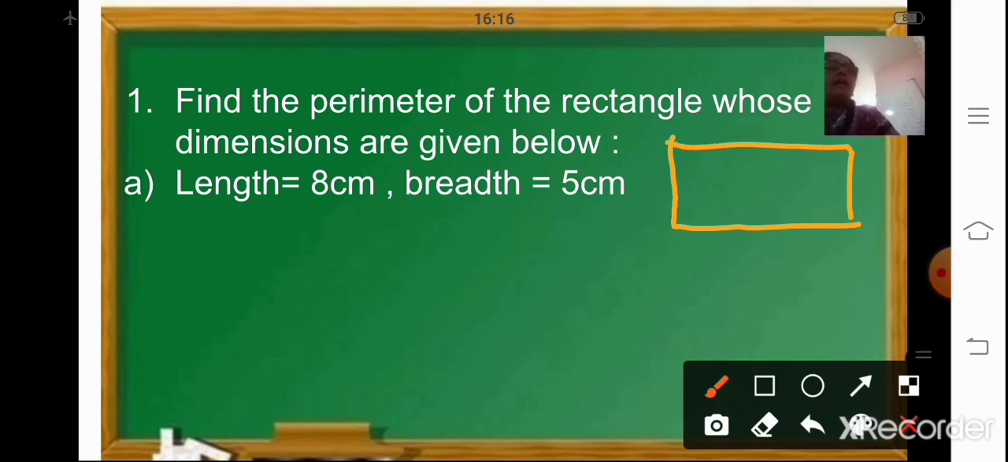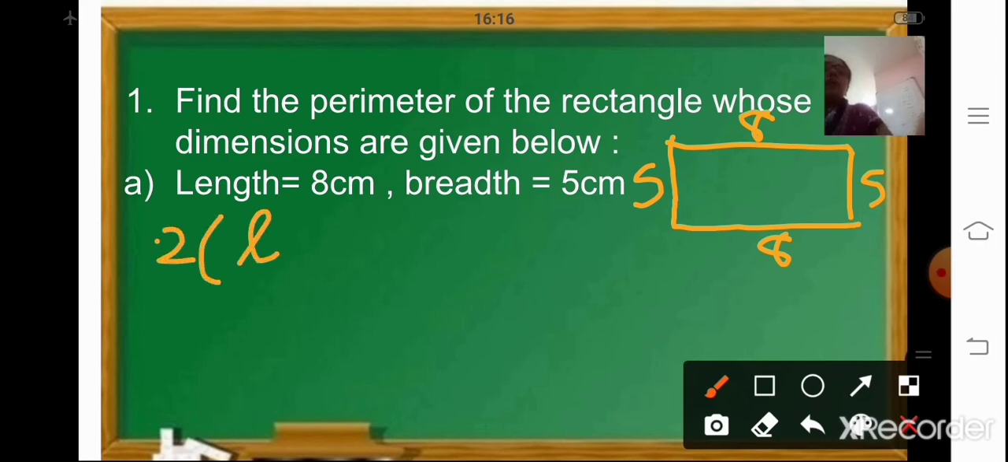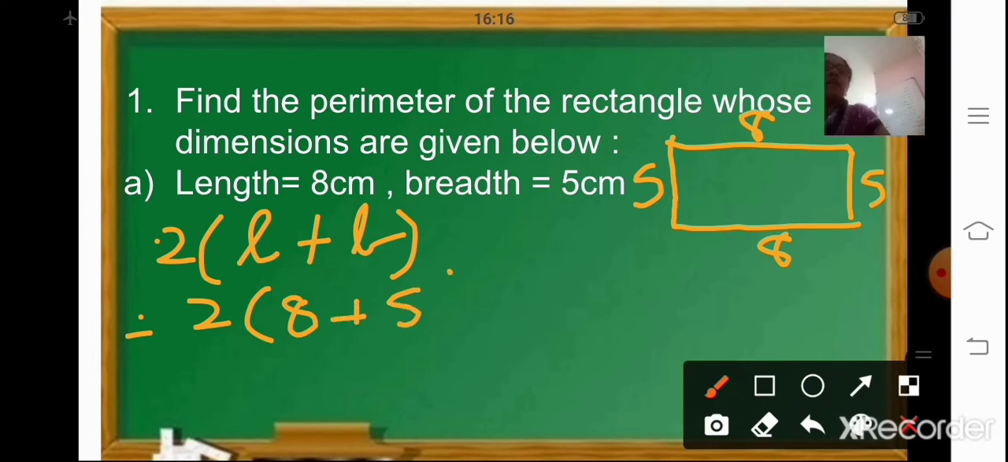You can take this length as 8 centimeter and breadth as 5. This side also you can draw a big one and take the length this side as 8 and this side as 5. Now the perimeter of a rectangle, the formula is 2 into length plus breadth. So that will be 2 into, what is your length? Your length is 8 plus 5. Now 8 plus 5 is 13. So that will be 2 multiplied by 13.